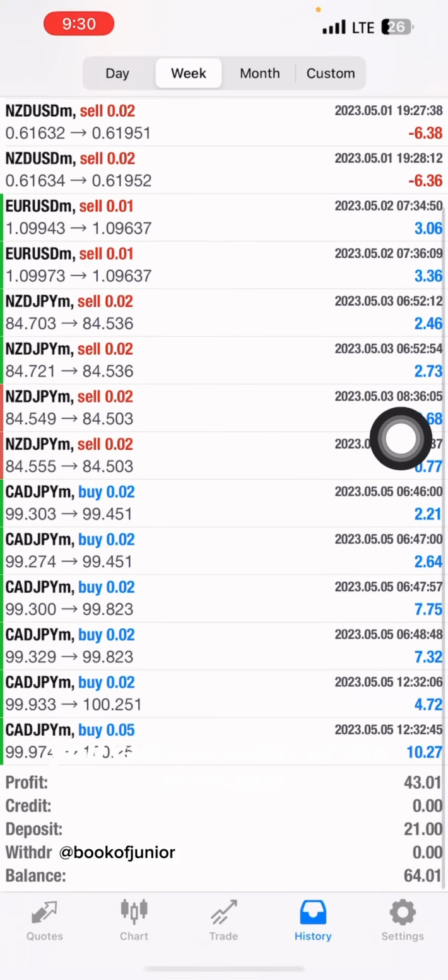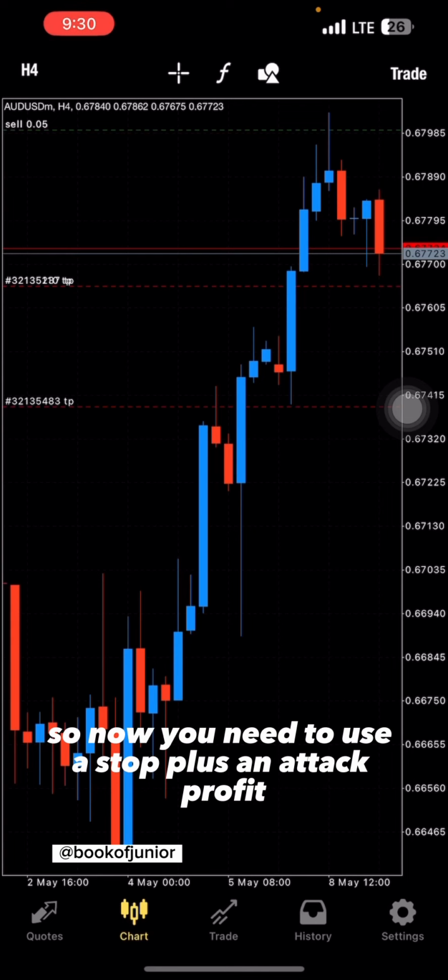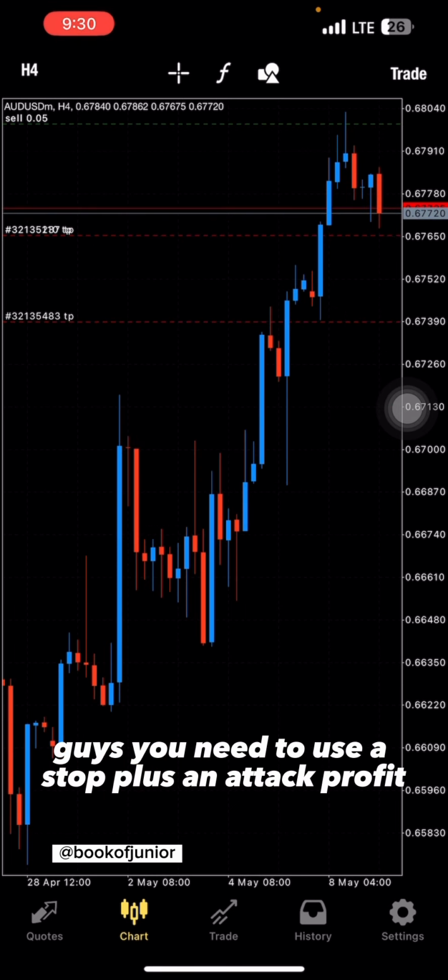You can see most of the accounts, the trades are $2, $3, but the main thing we are focusing on is compounding, traders. It's compounding. So now you need to use the stop loss and the take profit at every stage, guys.